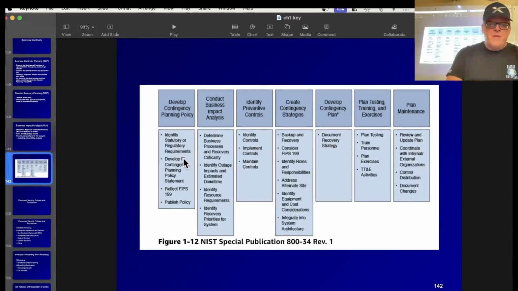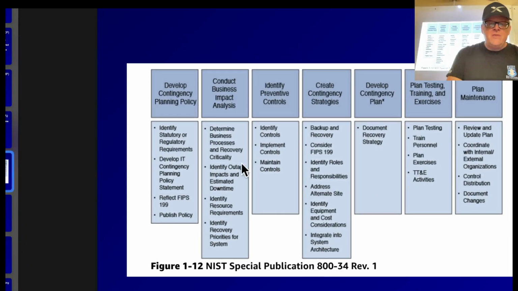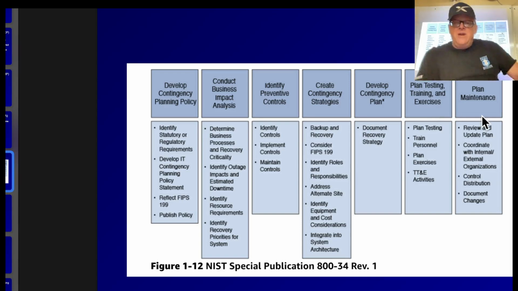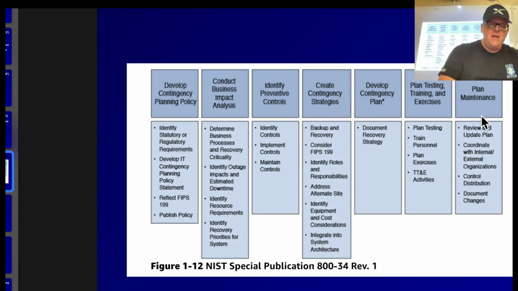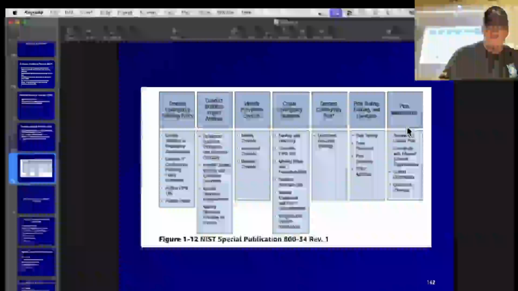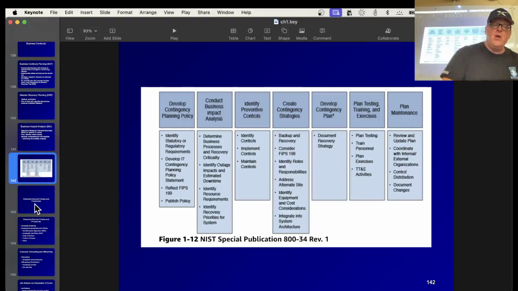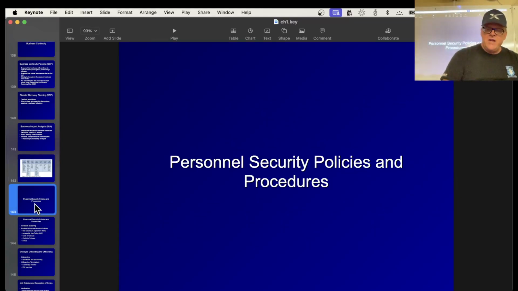So you make a plan. Here's the National Industry Standards Plan. You develop contingency planning, business impact analysis. You identify preventive controls, then contingency strategies, how you're going to survive without the thing that went down. Make a contingency plan, then you test, train, and have exercises with the plan, and then you have maintenance. You, of course, have to keep updating the plan because you keep changing your computer layouts and such, and you have to adapt your plan, and also you keep changing your personnel, and part of the plan is assigning which personnel have which duties.